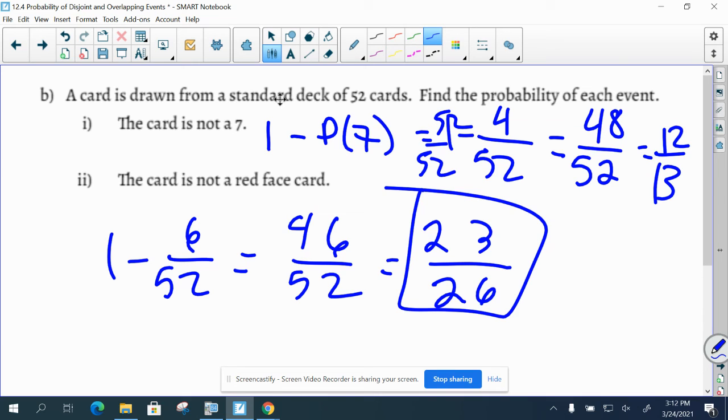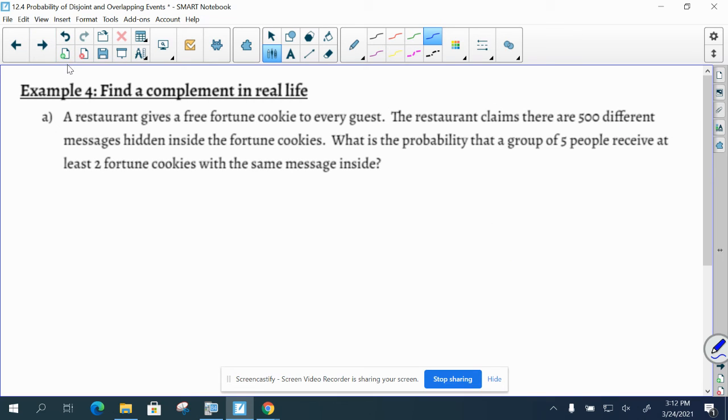Okay, and let's do a little bit of a complicated situation involving permutations. I will put these on tests and quizzes as bonus, but I'm not going to put it as a question that counts. So a restaurant gives a free fortune cookie to every guest. The restaurant claims to have 500 different messages hidden inside the fortune cookies. What is the probability that a group of 5 people receive at least 2 fortune cookies with the same message?